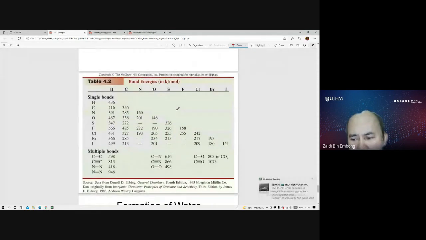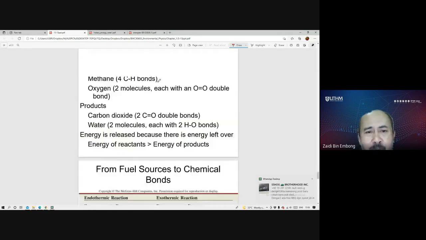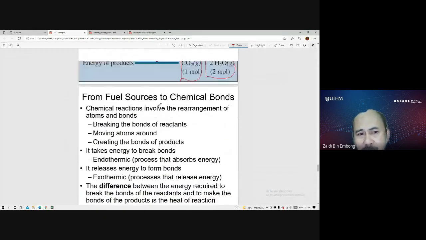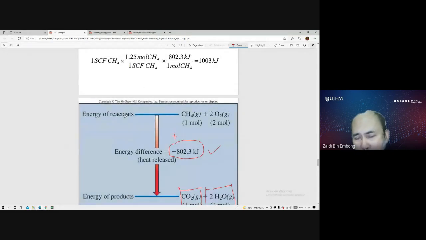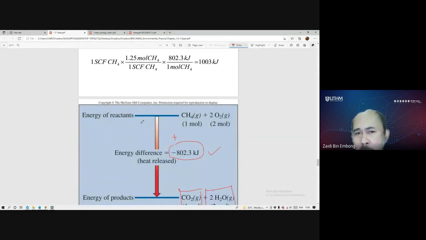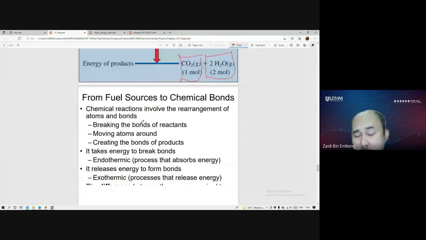And then talking about the bonding. The bonding of the fuel just now. Yeah, as I said, the potential that we consider here is the potential of breaking up the bonding.